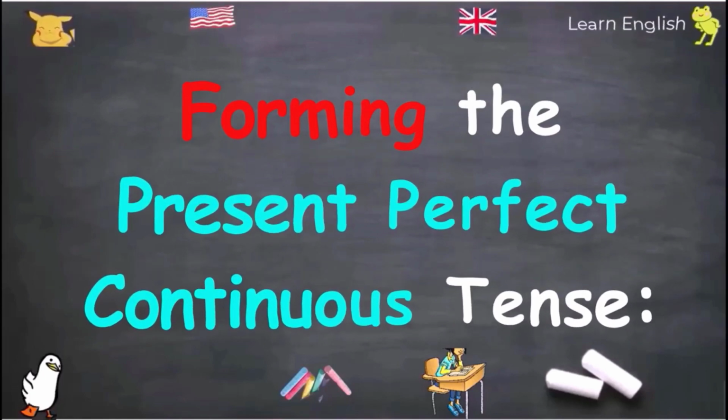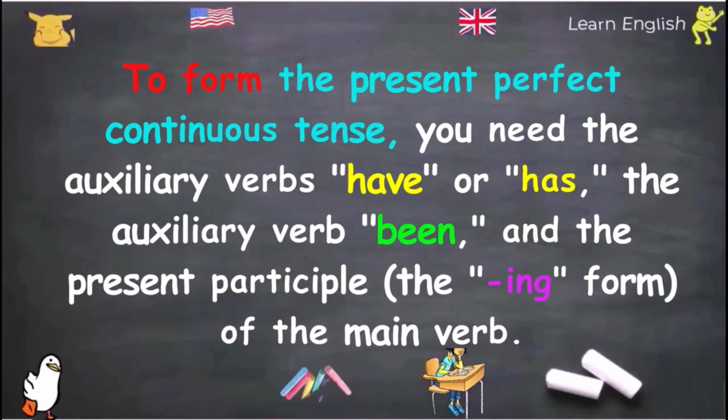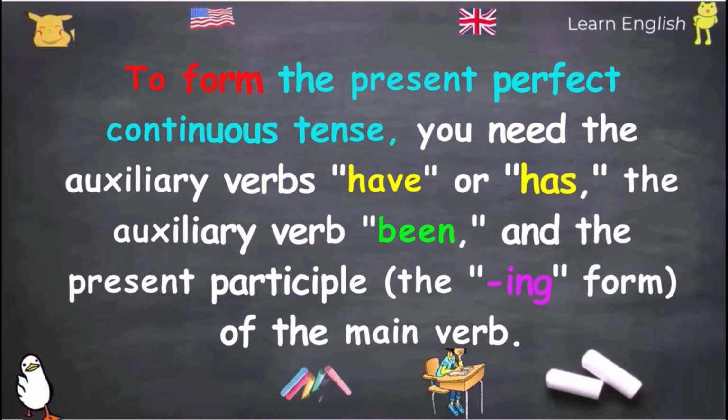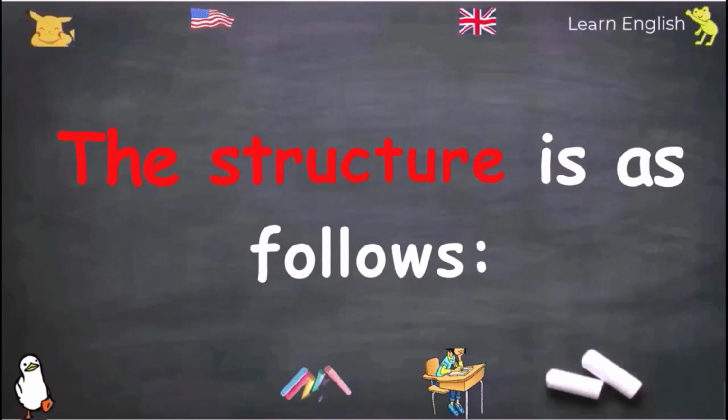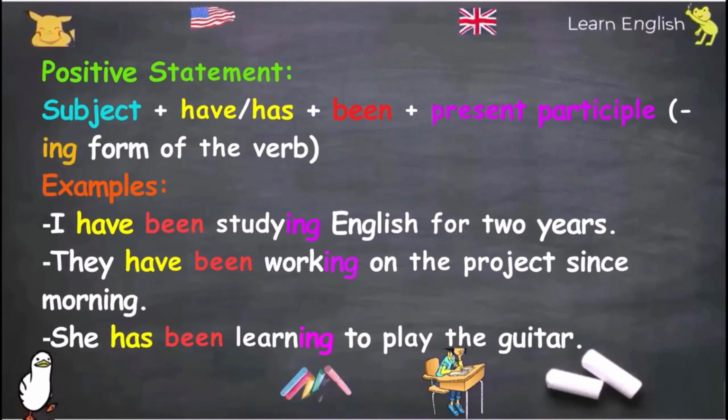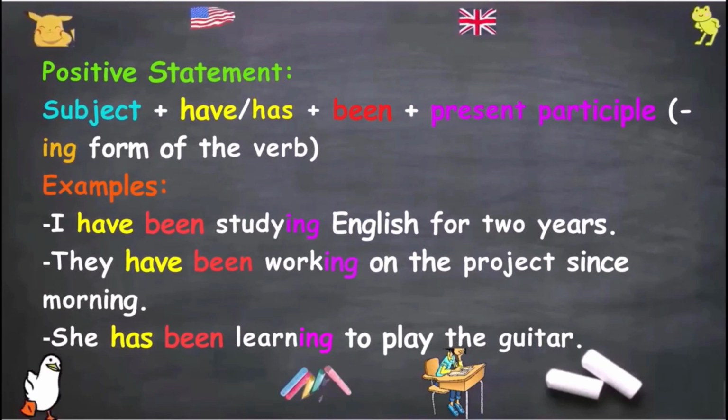Forming the present perfect continuous tense. To form the present perfect continuous tense, you need the auxiliary verbs have or has, the auxiliary verb been, and the present participle, the ing form, of the main verb. The structure is as follows. Positive statement: subject, plus have or has, plus been, plus present participle, ing form of the verb.